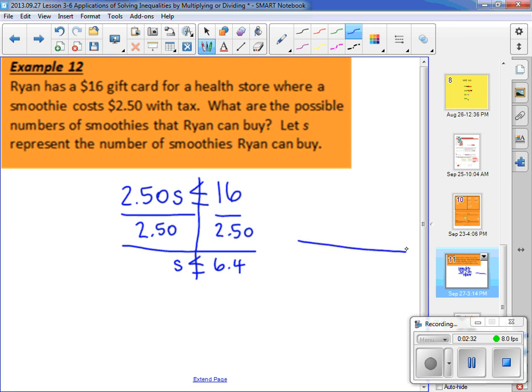So for my graph, what is my smallest number? 0. And then what should I put as my biggest number? 6. And then I only want the whole numbers in the middle. So I'm going to do 1, 2, 3, 4, and 5. And then put dots to show that I can only buy a whole number of smoothies there. Dots are for whole numbers.